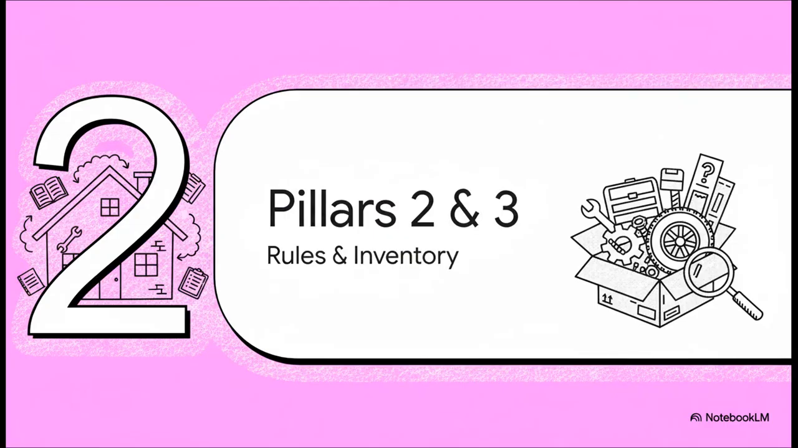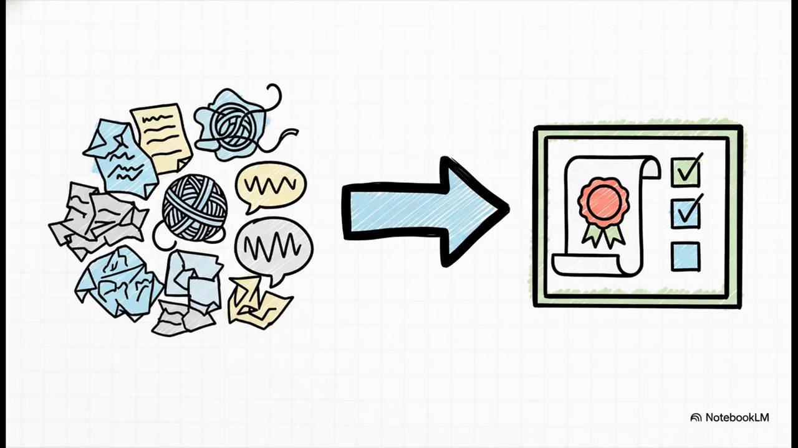Okay, let's move on to our next 2 pillars. Now, these 2 get confused all the time, but they are critically different. We're going to look at the house rules that everyone has to follow, and then we'll look at the inventory of what's actually inside the house. Pillar number 2 is work process data. The easiest way to think about this is as the standardized official language for your entire organization. Because without it, you just get chaos.